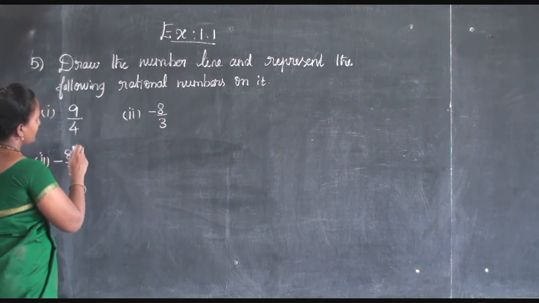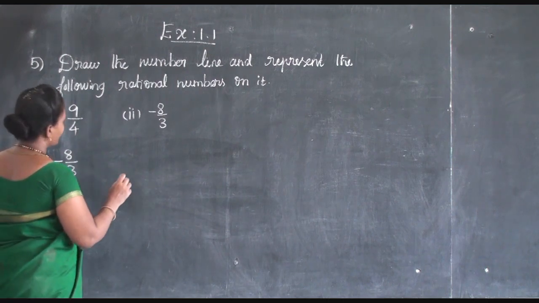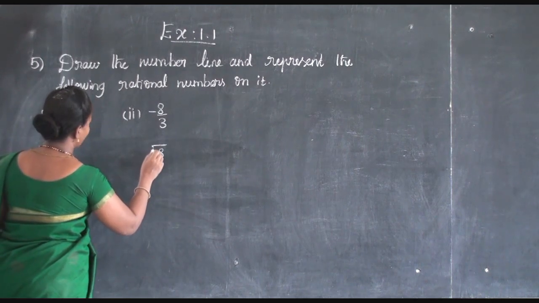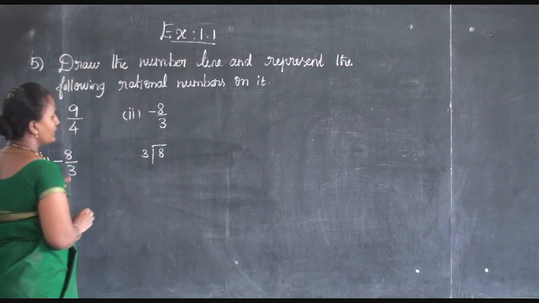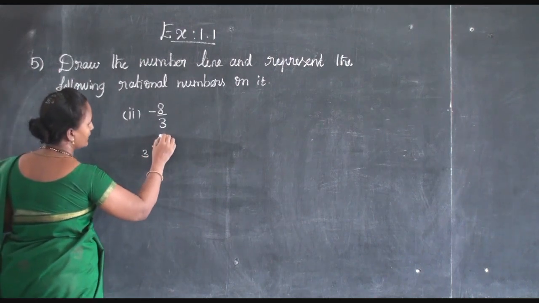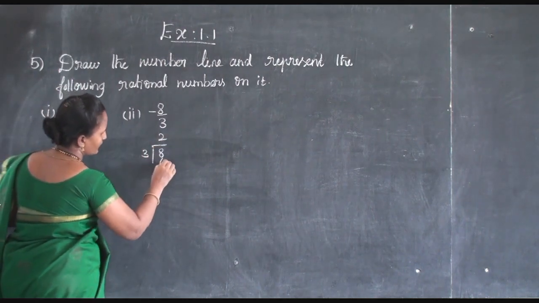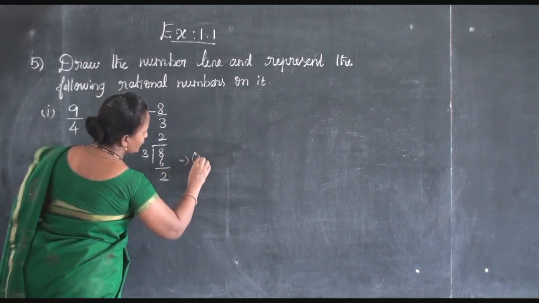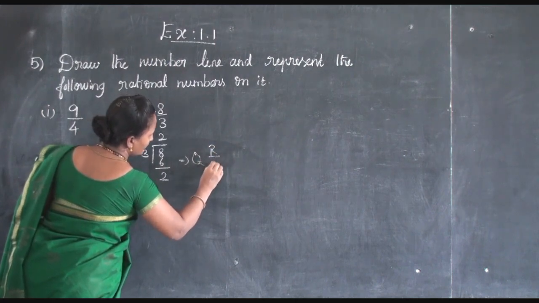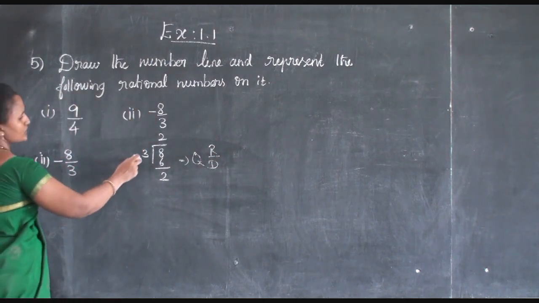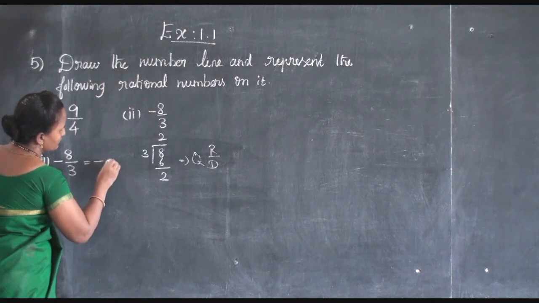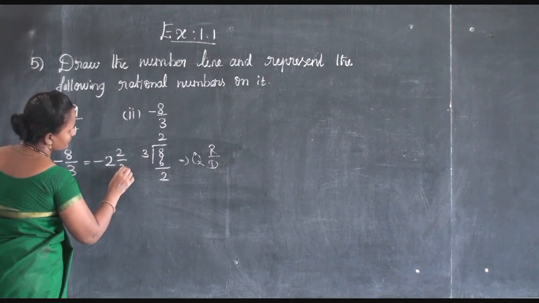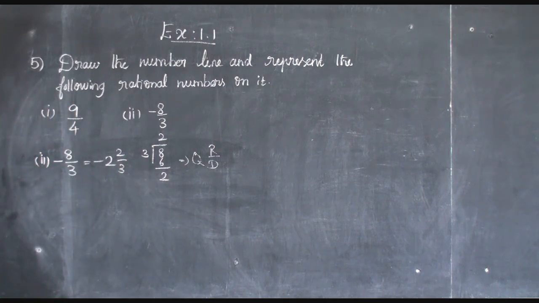Here also it is an improper fraction. So make it in mixed fraction. 8 divided by 3. How many 3s are there in 8? 2, 6, remainder 2. That is also quotient, remainder by divisor. What is the quotient here? 2, remainder 2 divided by divisor 3.